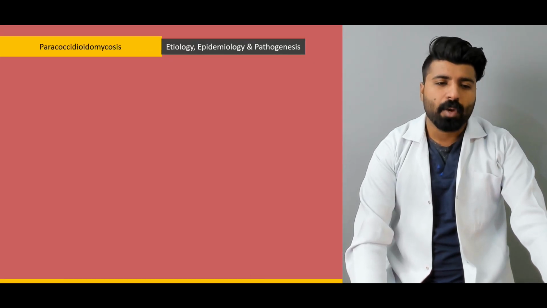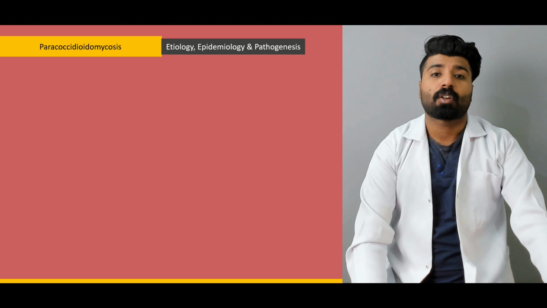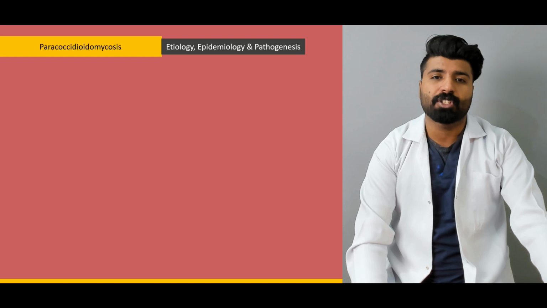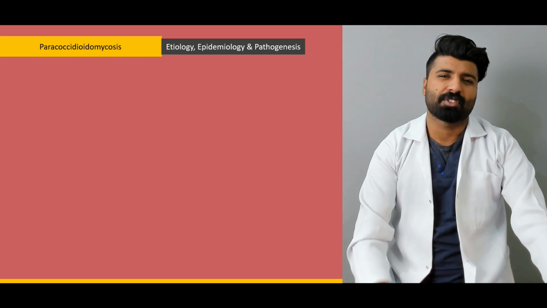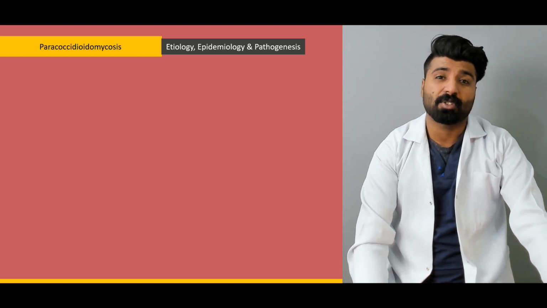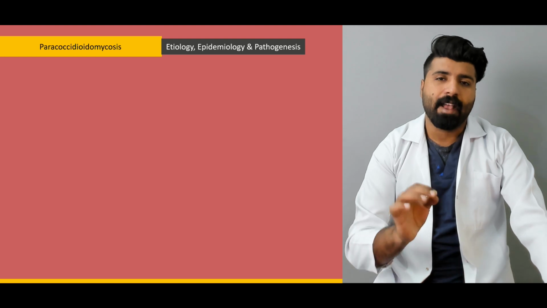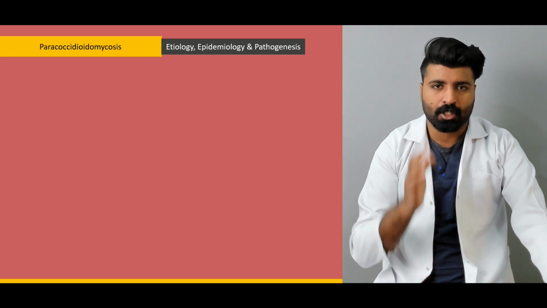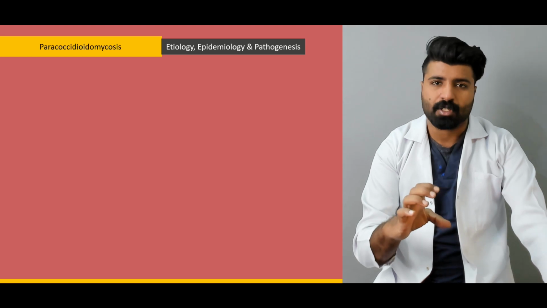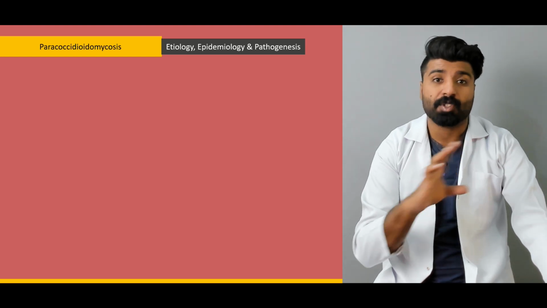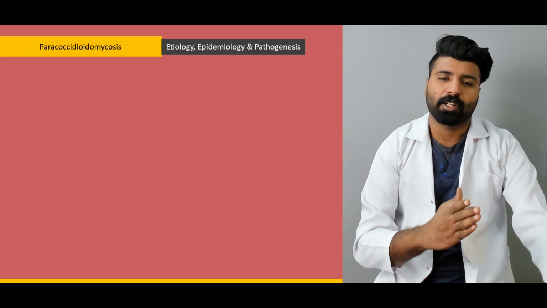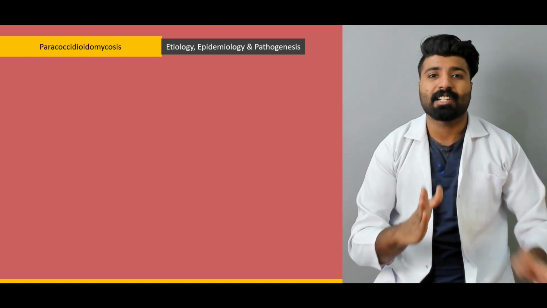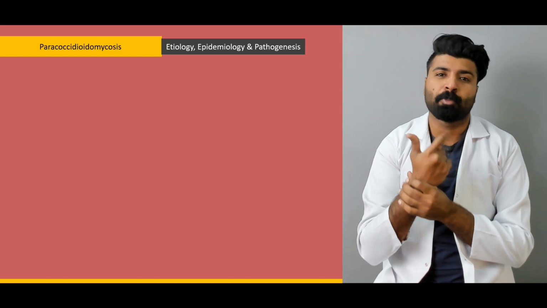Next on, we have paracoccidioidomycosis, right? What's the etiology, what's the epidemiology, and what's the pathogenesis? Now, in your mind, you'll know what's the etiology, what's the epidemiology, what's the pathogenesis. Whenever a systemic fungal infection comes into your questions, into any questionnaire, one thing you have to remember, we talked about that earlier. One thing we have to remember, it is dimorphic fungi. It's going to be in two forms.